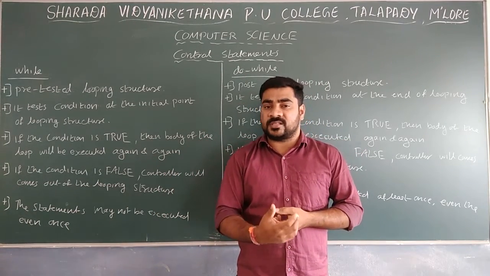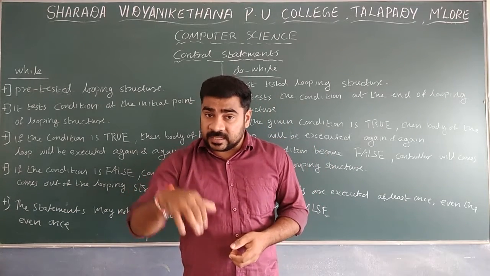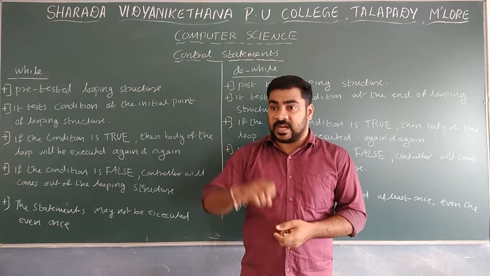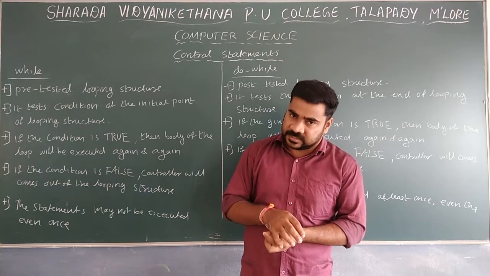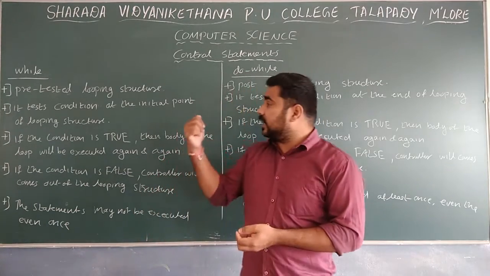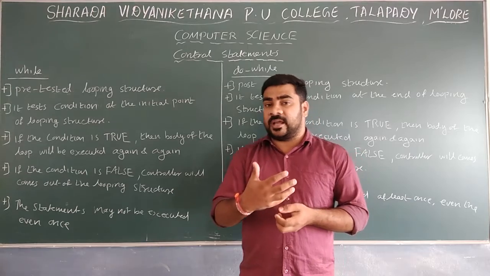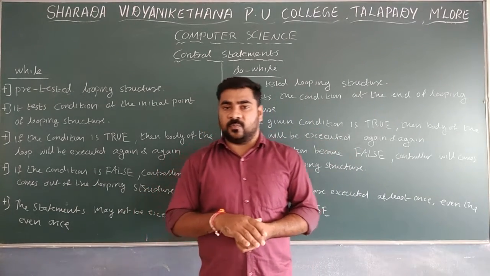For example, if you want to watch a movie, you will go to the theater. If you want to enter inside the theater, a ticket is required. That ticket is the condition. Whenever you have the ticket, that condition is satisfied. That is known as pre-tested. Then you are able to watch the movie. So that is known as a pre-tested looping structure.